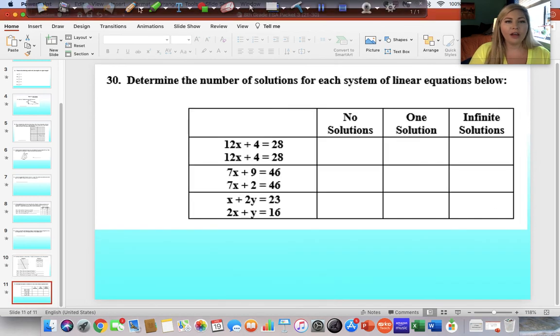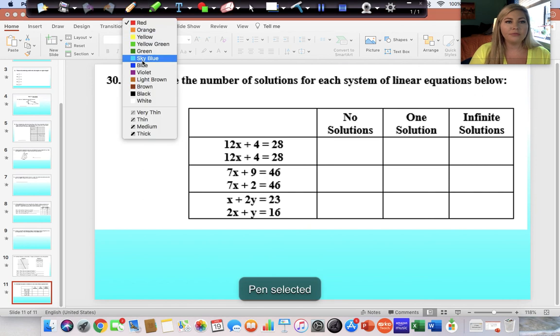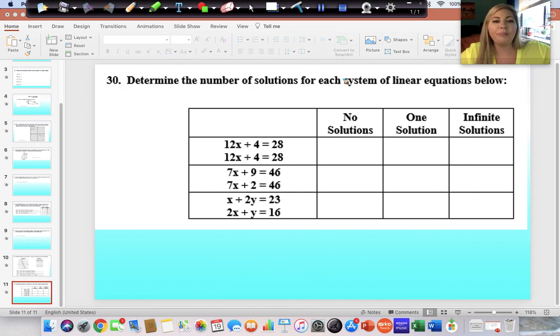Okay, last one. Yay! I like this sky blue color. Okay, so it says determine the number of solutions for each system of linear equations below. When we have the same linear equation, that's going to be an infinite number of solutions because they're the same. So any number can go in for x, and they will be equal, if that makes sense.